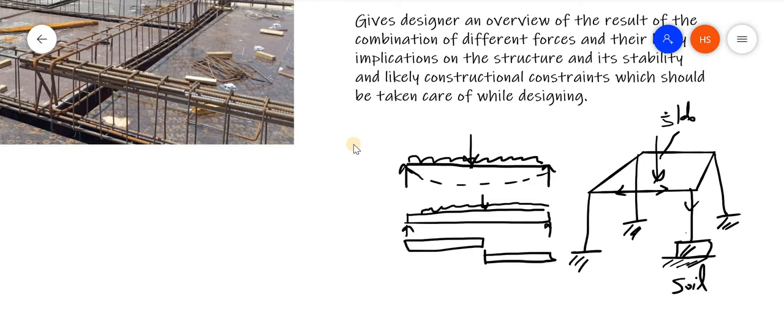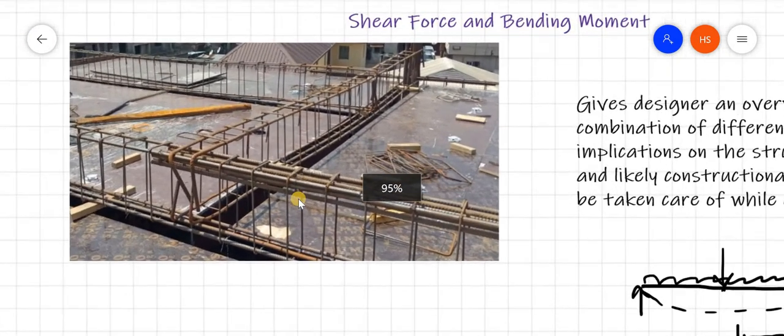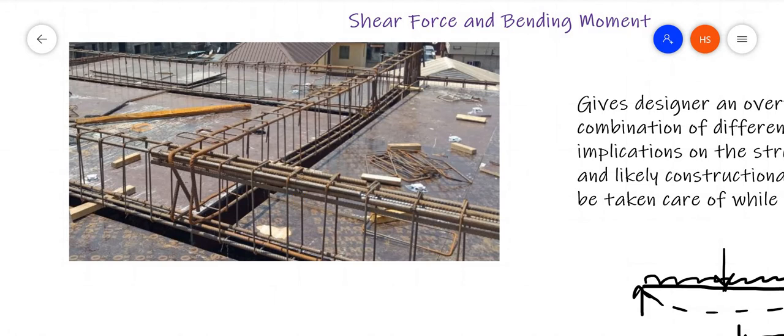Designing an element means we are finding out its size. For example, this is the beam. Then we have to fix the size of this beam, as well as what reinforcement should be given. As you all know, why do we give reinforcement to a beam? Reinforcement is given to a beam to take up tension.